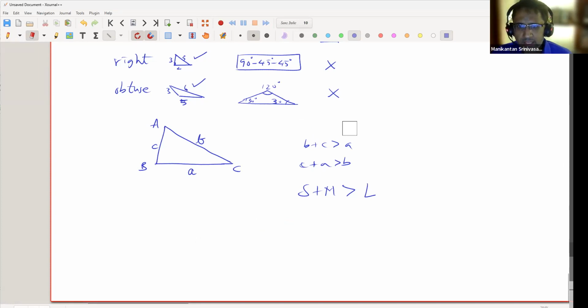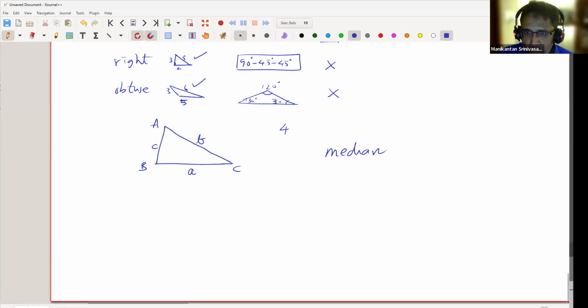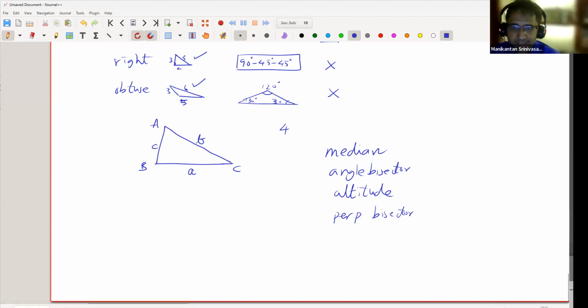Now there are four main lines in a triangle that you should be aware of. One is the median. One is the angle bisector. One is the altitude. Another one is the perpendicular bisector. So let's understand some key properties of each of them. I won't cover all the properties, but at least the key ones.